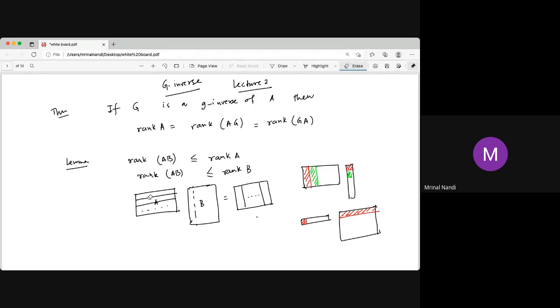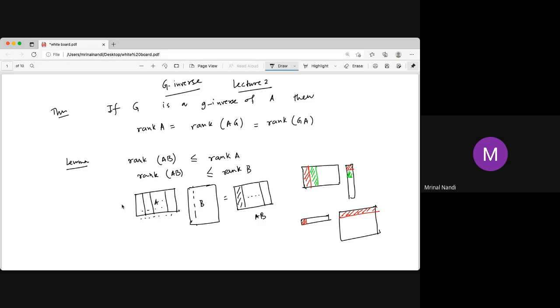I just wrote it in the wrong notation. Sorry. So each column: the first column of AB is nothing but a linear combination of the columns of A, and the second column of AB is another linear combination of the columns of A, the same column vectors. That means it's a collection of vectors which are linear combinations of these column vectors.